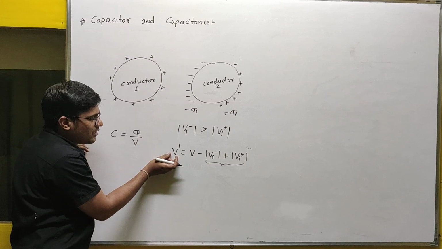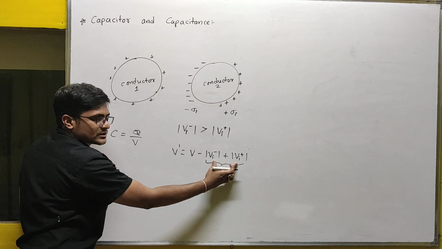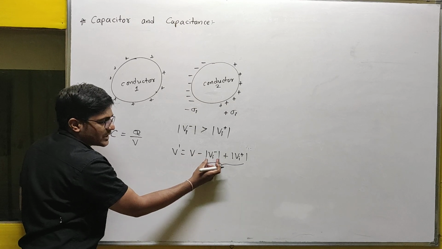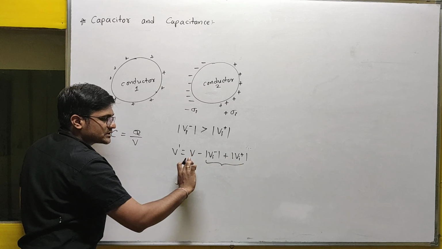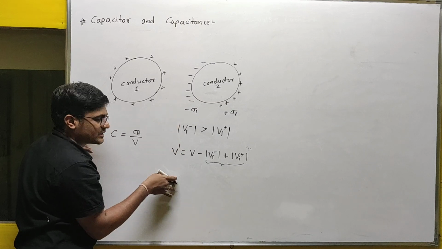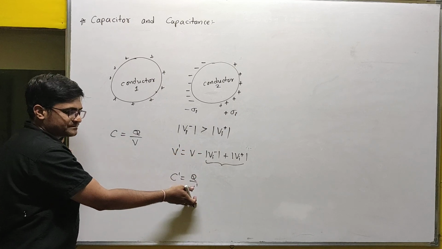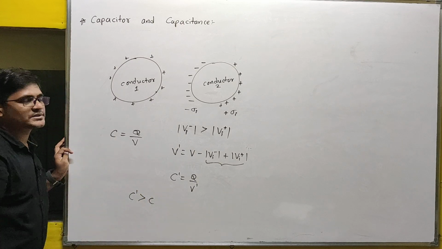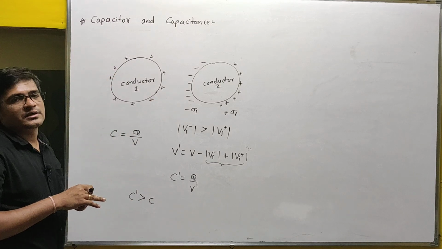So the potential on conductor 1 will decrease, because we are subtracting some value from this V, because this negative value is higher than the positive value. So the addition of these two is negative, and we are subtracting something from this V. So the potential on conductor 1 will decrease. So the capacitance of the conductor will increase because this V will decrease. So the new capacitance is greater than the initial capacitance. By using this method, you can increase the capacity of this conductor.